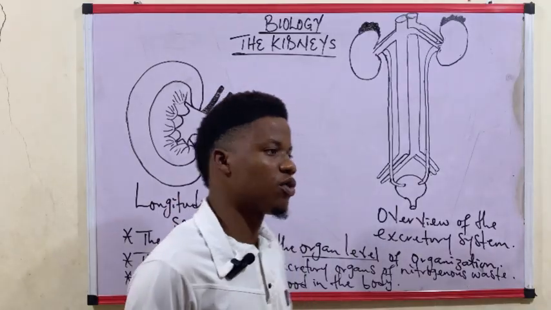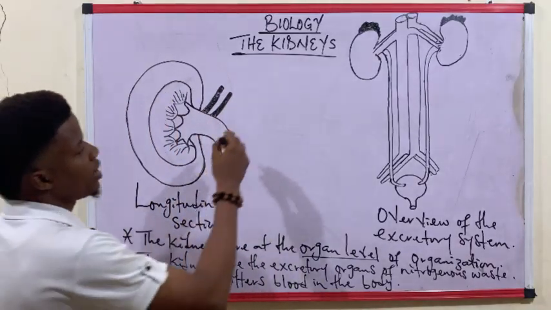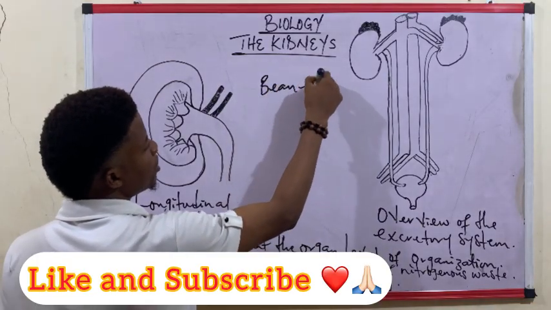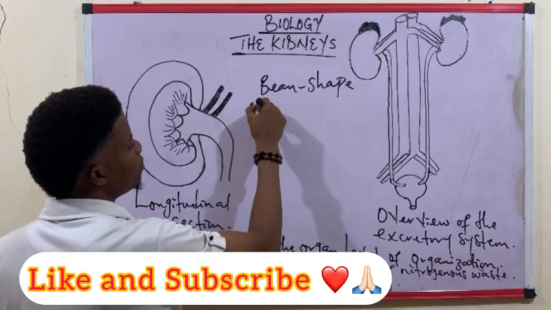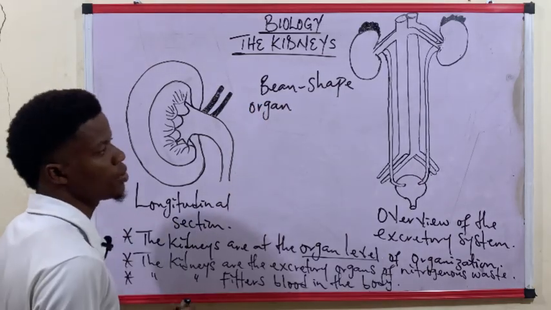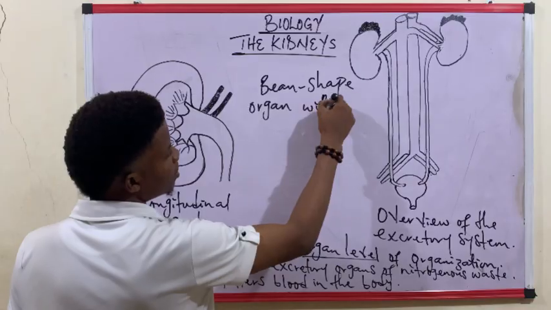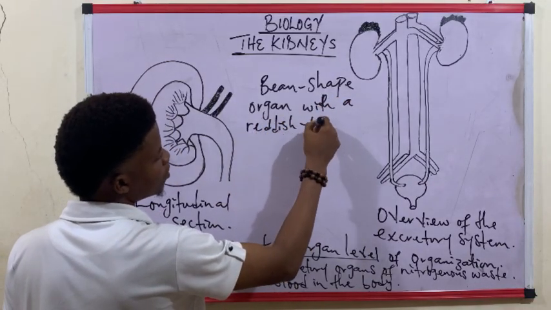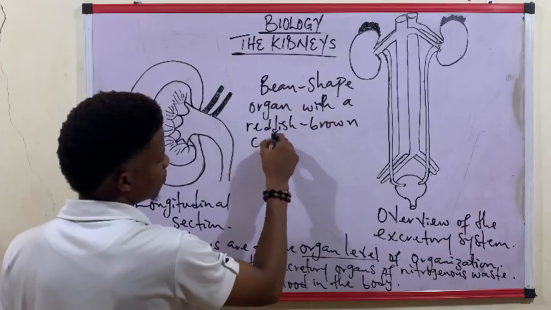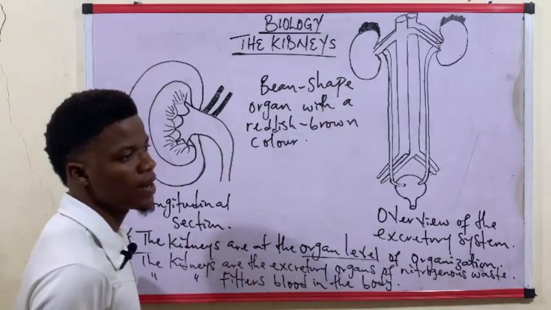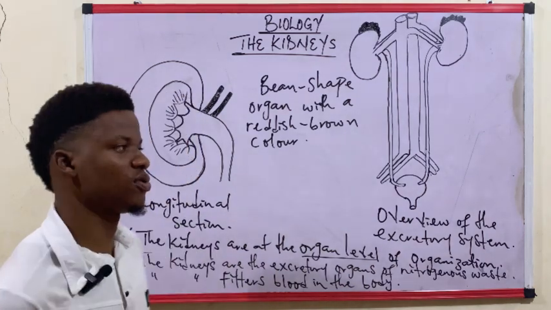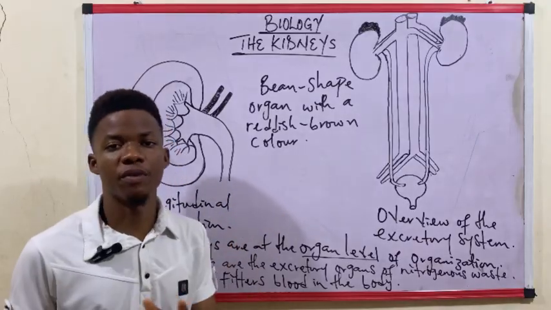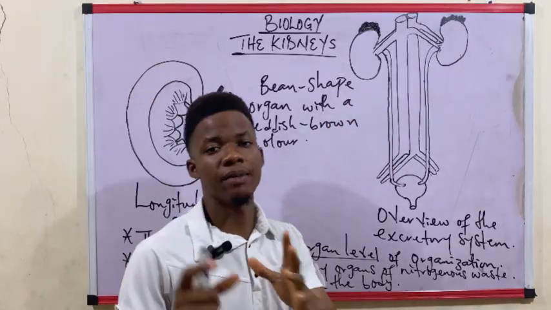All right. So, I haven't talked about this. Now, the kidney is a bean-shaped organ, with a reddish brown color. Right? Kind of like a dark red. Yeah, let's use the word dark red. The kidney is bean-shaped, all right? With a reddish brown color. So if you look at the shape of the kidney, it's like beans.